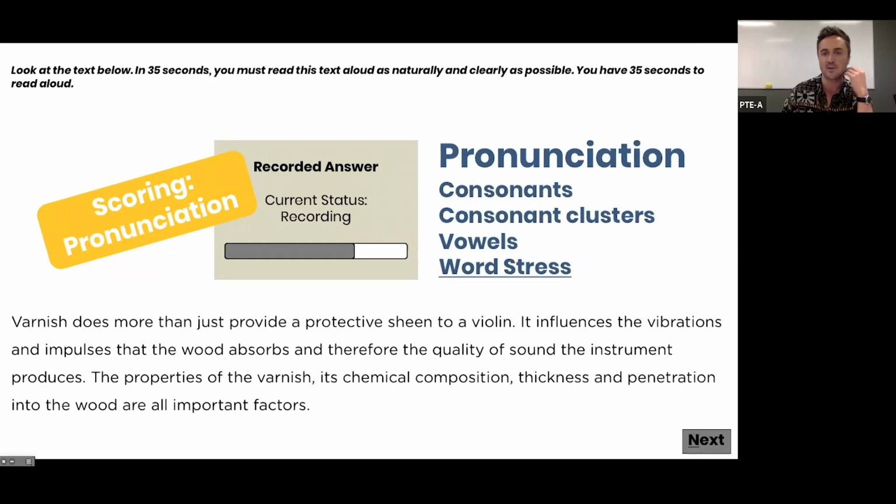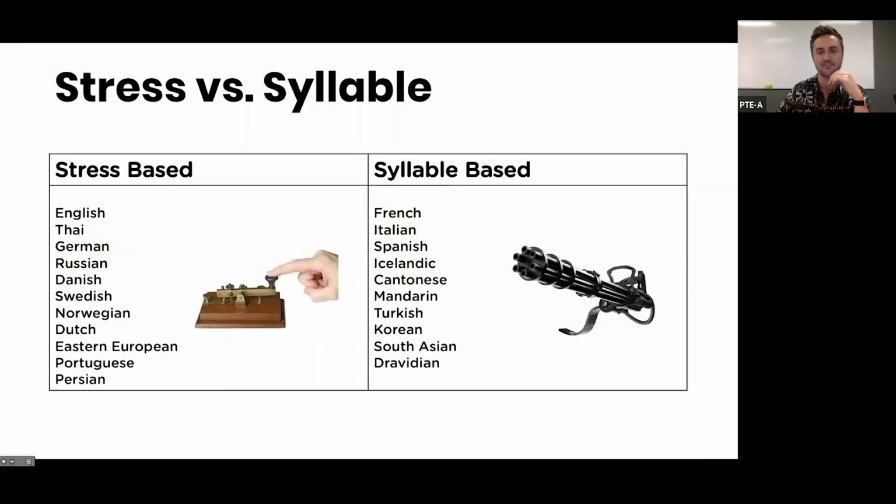Okay, last one is word stress, which could also be considered part of pronunciation. So what's word stress? First of all, you will find that your first language is either a stress-based language like English, or not. Thai, German, Russian, Danish, Swedish, Norwegian, Dutch, Eastern European languages, Portuguese and Farsi, Persian are stress-based languages. That is, a particular syllable in a word has more emphasis than others. So you'll have a word like syllable, and the emphasis is on the first one, okay?